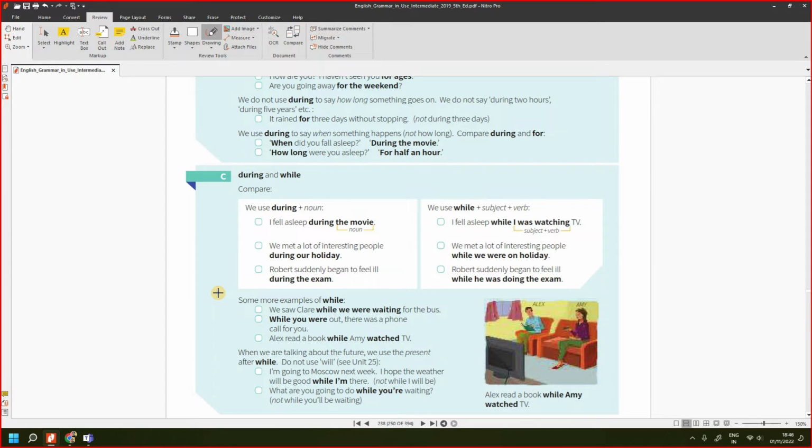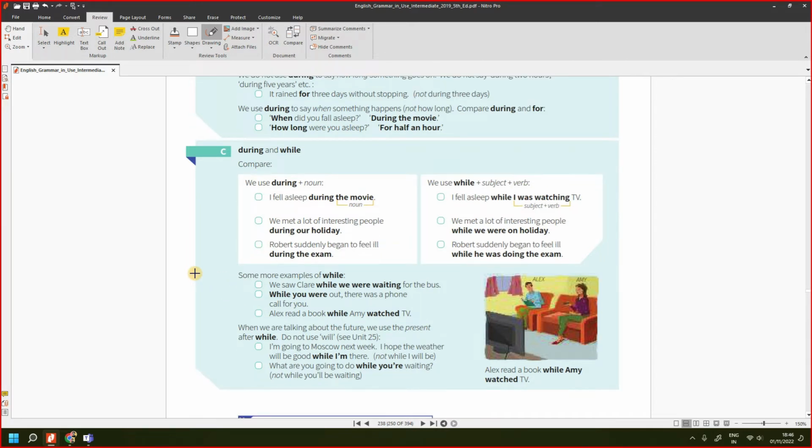So is it fine, dear? Hope you understand. Make sure that you see a lot of examples based on these prepositions and you will understand without any problem. Then coming down, we saw Claire while we were waiting.